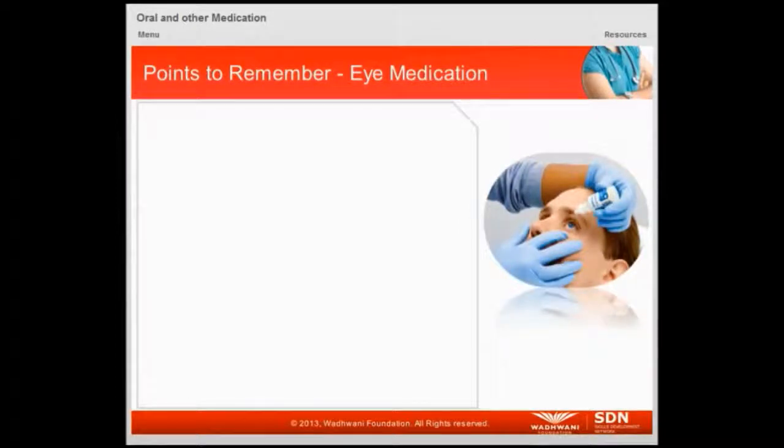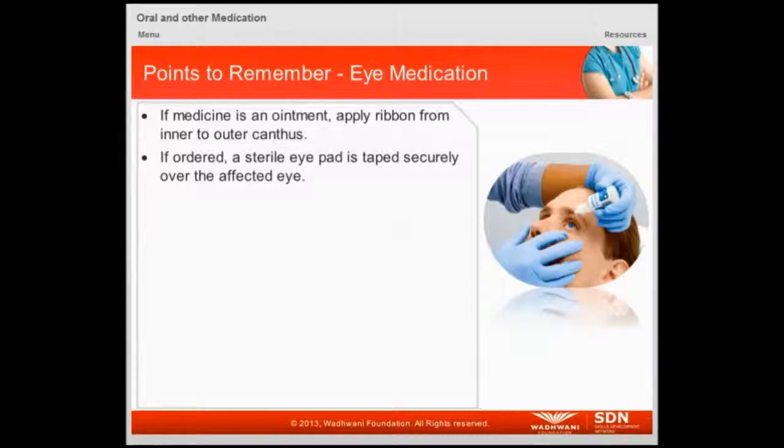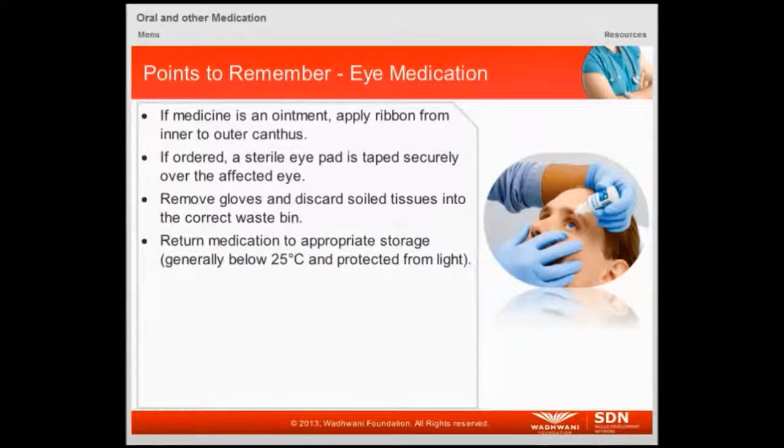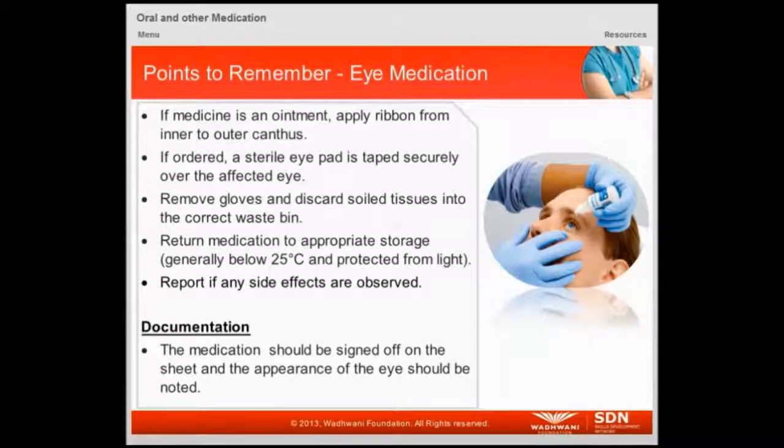Keep the following points in mind. If the medicine is an ointment, apply a ribbon from the inner to the outer canthus. If ordered, a sterile eye pad is taped securely over the affected eye. Remove gloves and discard soiled tissues into the correct waste bin. Return medication to appropriate storage, generally below 25 degrees Celsius, and protected from light. Report if any side effects are observed. The medication should be signed off on the sheet and the appearance of the eye should be documented.